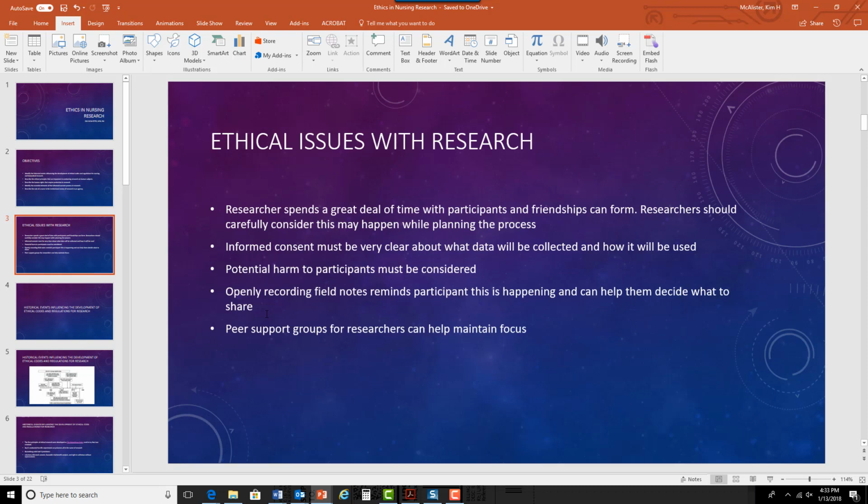If you're conducting an interview as part of your research, you want to openly record your notes so that the person is continually reminded that you are writing down what they're saying and that the conversation that you're engaging in is part of research. Also, when you are a researcher, you want to have a peer group. You want to have other people who are providing some support to you. That helps you to maintain focus.